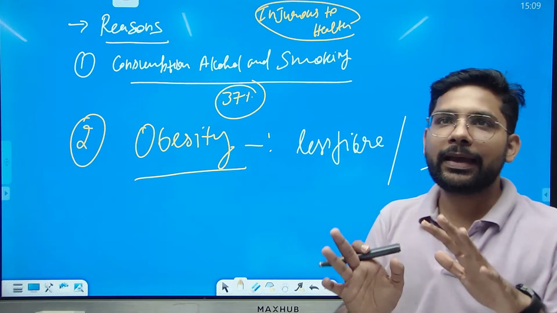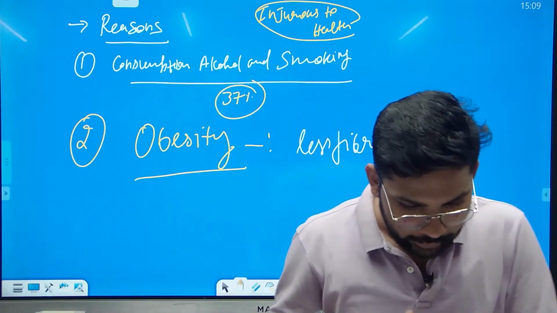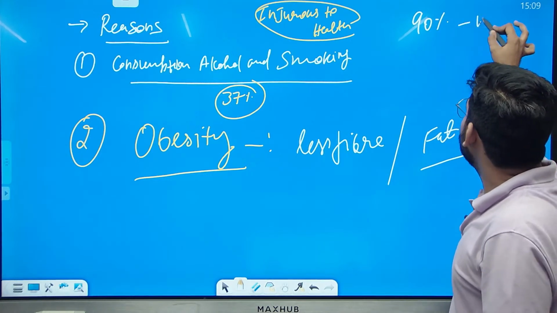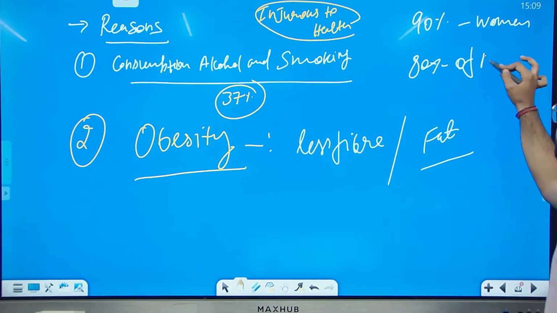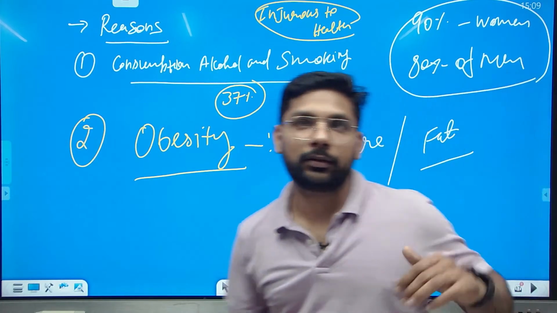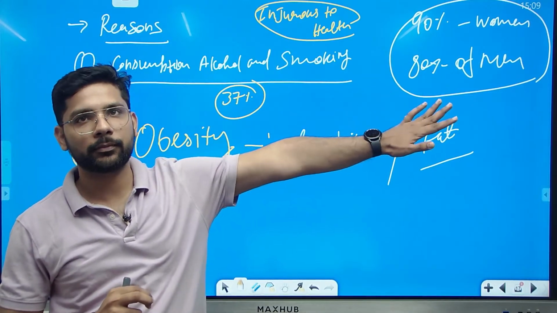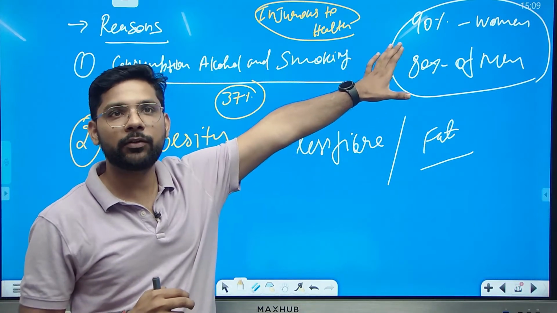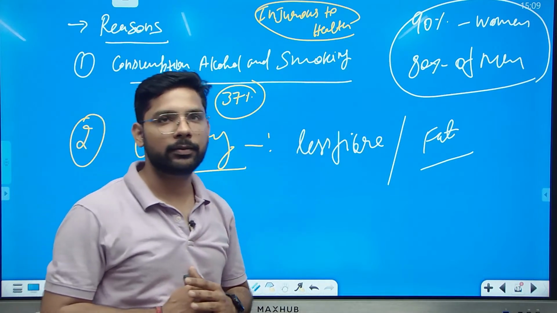So in India के केस में देखेंगे तो 95%, if I'm not wrong, the 90% of women and 80% of men, where the ratio of waist to hips, means obesity is higher in the 90% of women suffering कर रही हैं उससे, and 80% of the men are suffering from it.